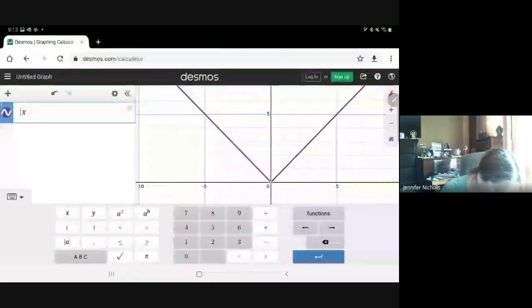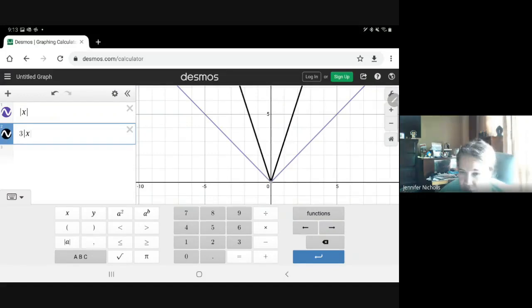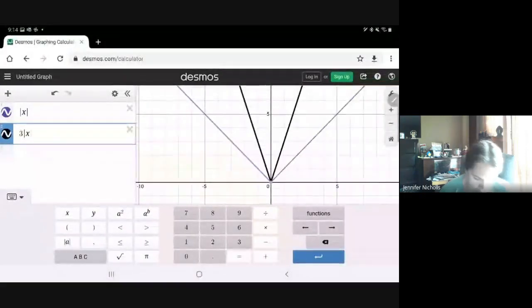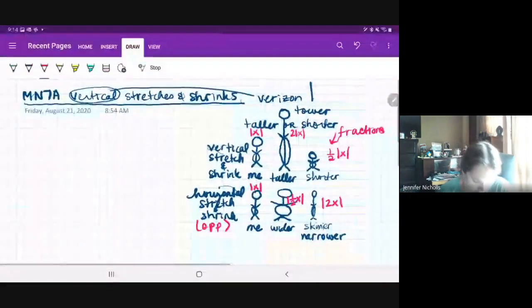Okay, so let's check. So what if I put a 3 in the front of the absolute value? Did that make it the way we thought it was going to be? But you see, Desmos doesn't have the dots, so it's not going to help us as much. So we're going to take the dots and then multiply the y values of the dots, the heights, by 3. Okay, so that is what it looks like. Okay, so let's go back so we can actually figure out what you're going to write down in your notes.